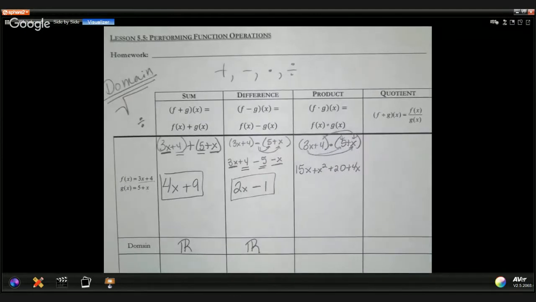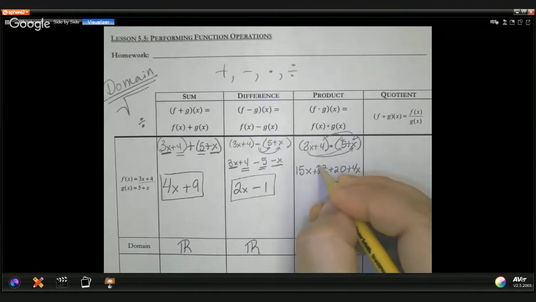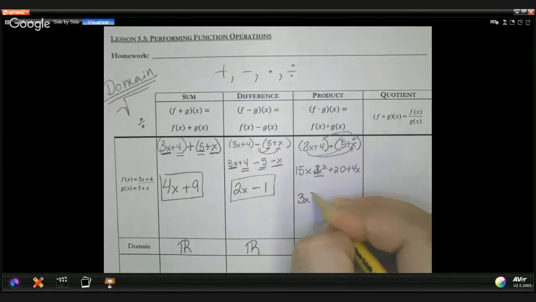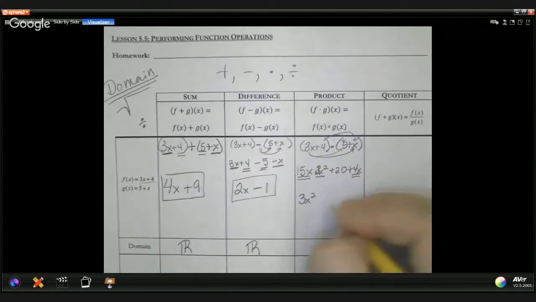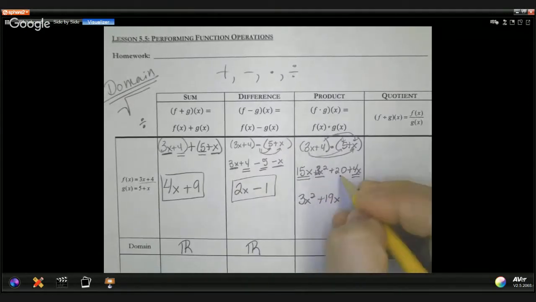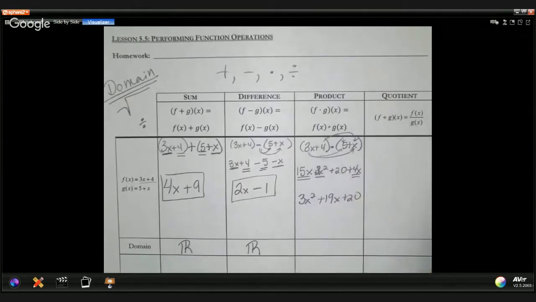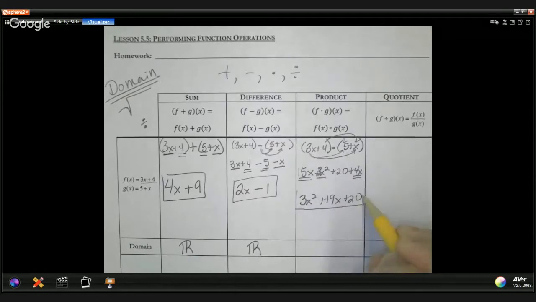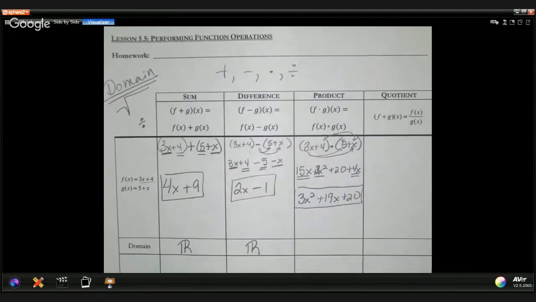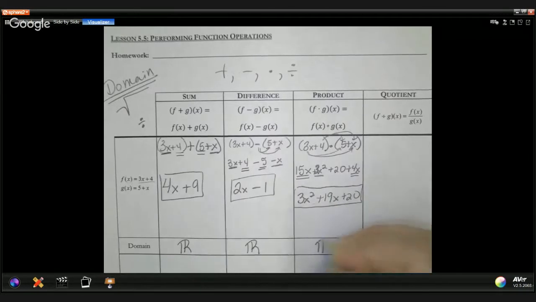Now we need to combine our terms. Our biggest exponent is the 3x squared, so that's first. Then I have a 15x and a 4x, which makes a 19x, and then my 20. So the product of the f and g function is this whole thing. And any number I plug in for my x's will work, so this is all reals.